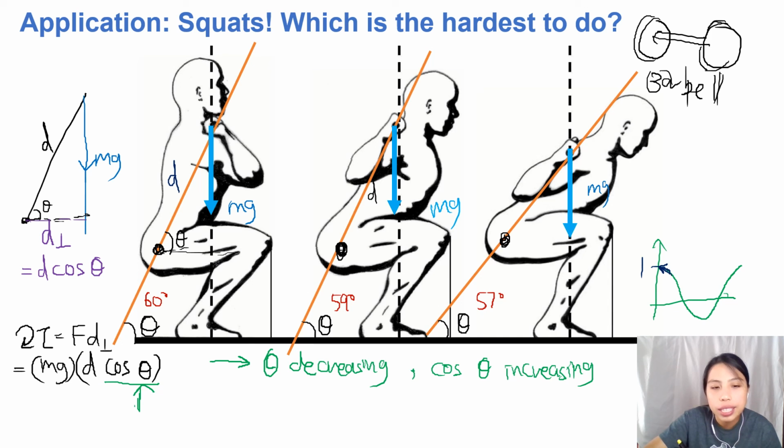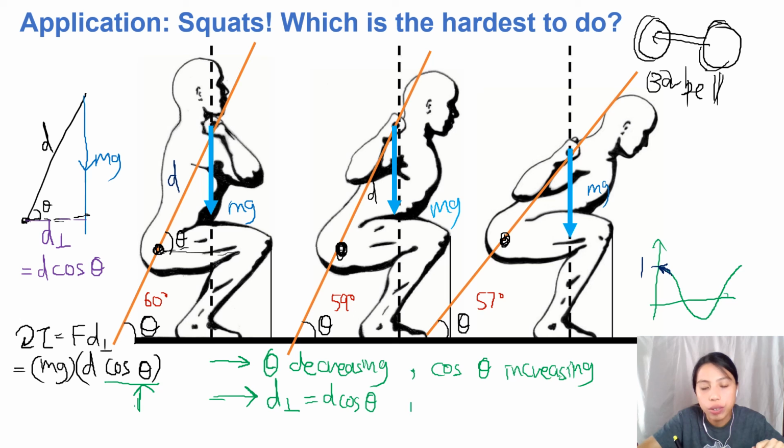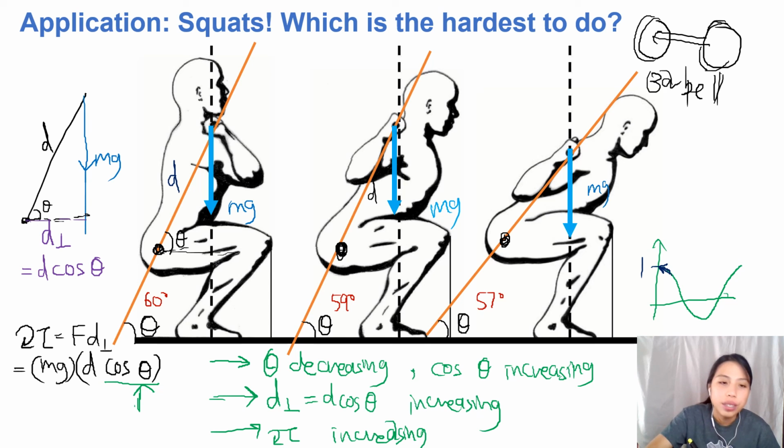But let's pause, let's check one more thing. Cosine theta increasing means as you go from the left picture to the right picture, d perpendicular, which is d cosine theta, is also increasing. Therefore, you can say in the last line, your clockwise torque is increasing. So increase, increase, increase. Which means it's harder to do the one on the right, the one where you have to really pull that barbell down to your lower back.